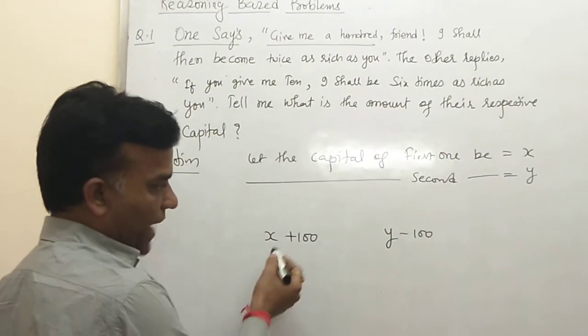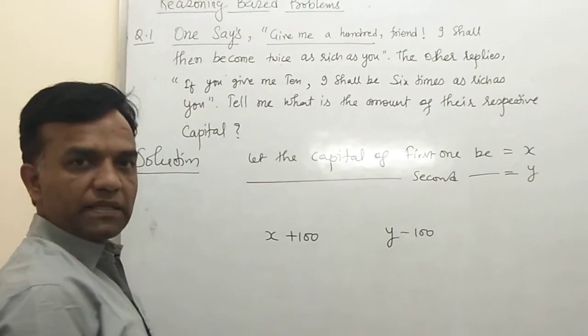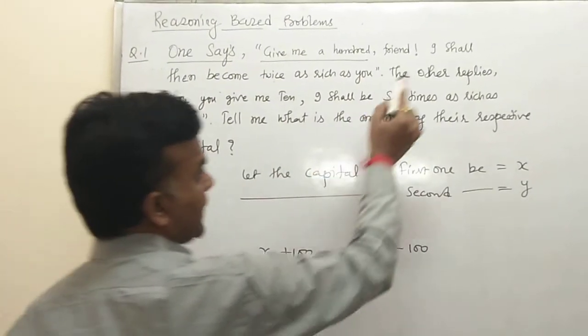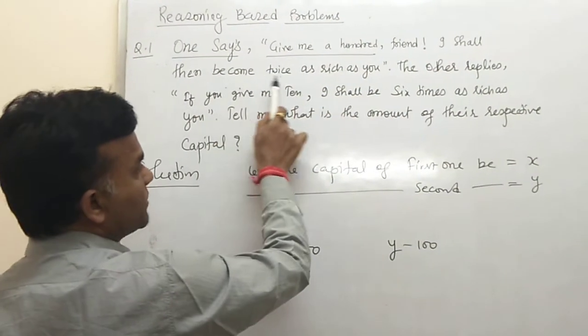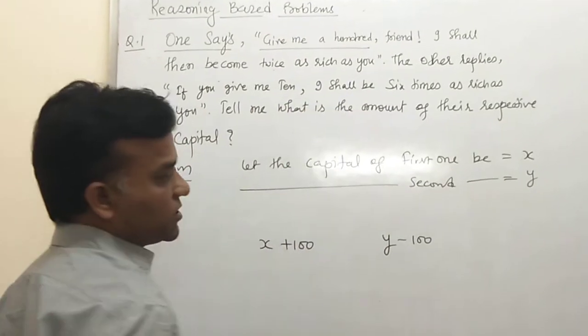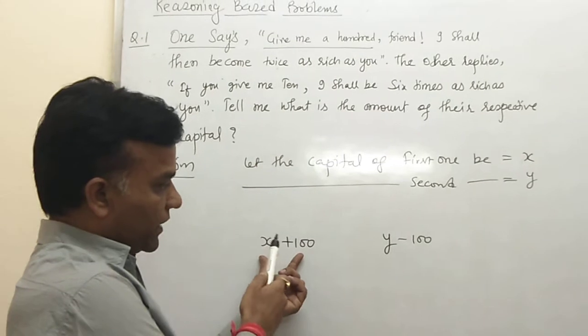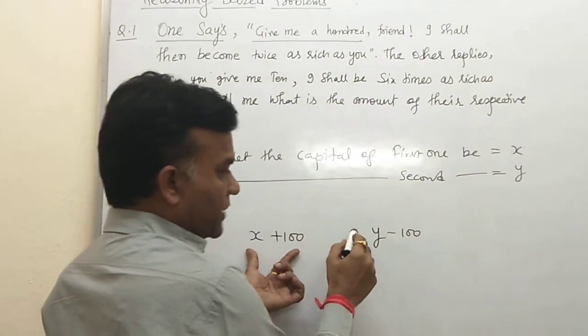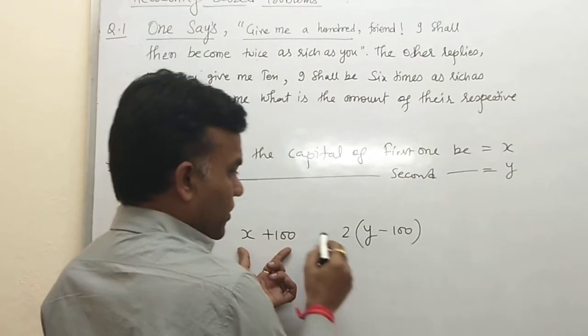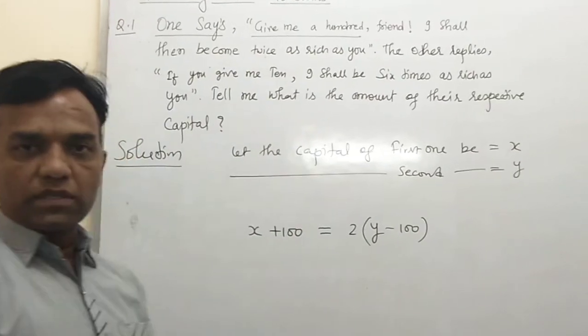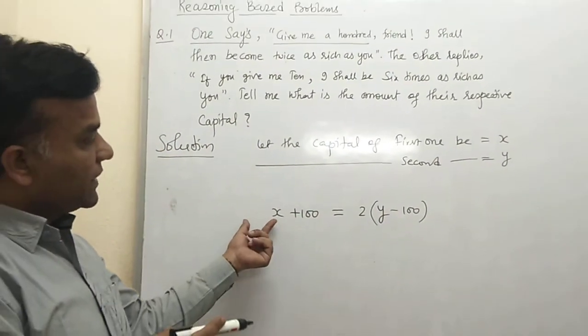Because here it is added and here subtracted, now the balance condition is here. But after that, I still become twice as rich as you. It means after adding 100, this friend becomes 2 times of this. Okay, so now they are in the equal positions. So one condition is clear.